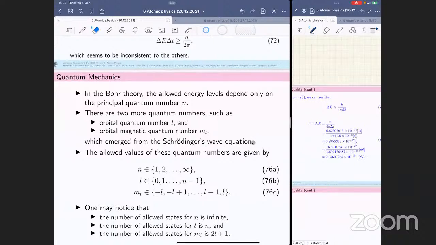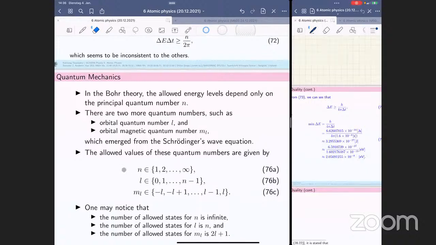Okay, but for us at the moment, we will see only some results in terms of quantum numbers, like the orbital quantum number L and the orbital magnetic quantum number ML, from Schrödinger's wave equation only. The allowed values of these quantum numbers are given by this equation 76.